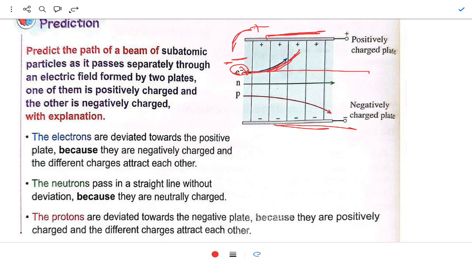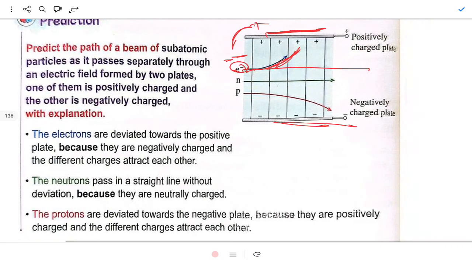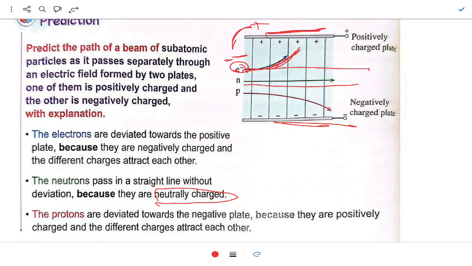these neutrons will move in a straight line without deviation. These neutrons will move in a straight line without deviation, because neutrons are neutrally charged.